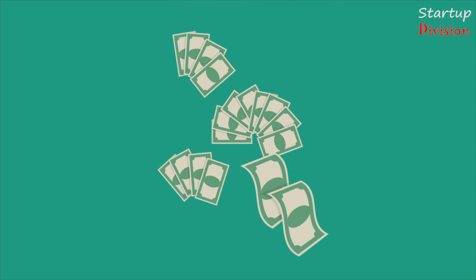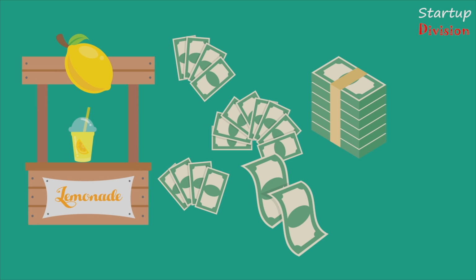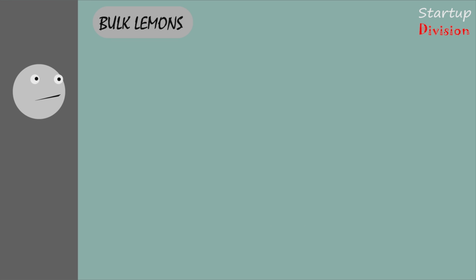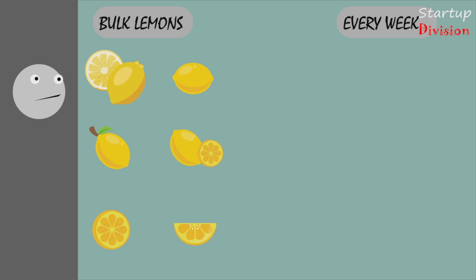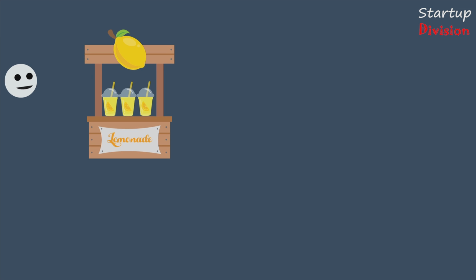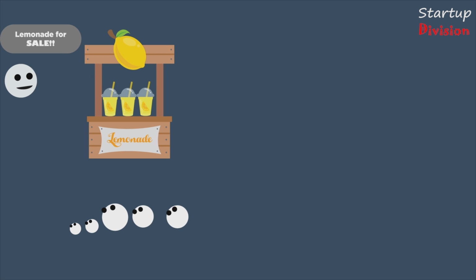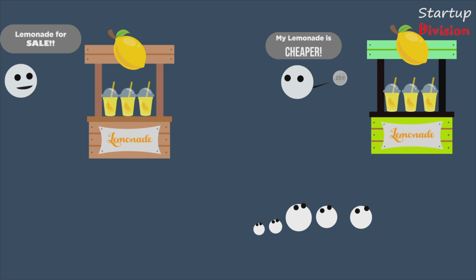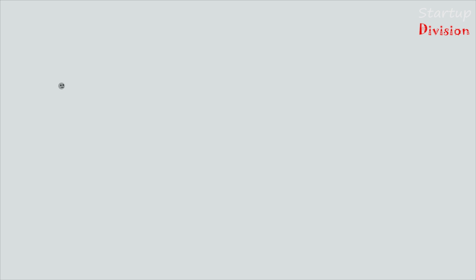Suppose you have decided to make your fortune by running a lemonade stand. If you buy your lemons in bulk once a week instead of every morning, you can reduce your expenses by 30%, allowing you to undercut the prices of competing lemonade stands. Your low prices lead to an increase in the number of customers buying lemonade from you and not from your competitor. As a result, you see an increase in profits.